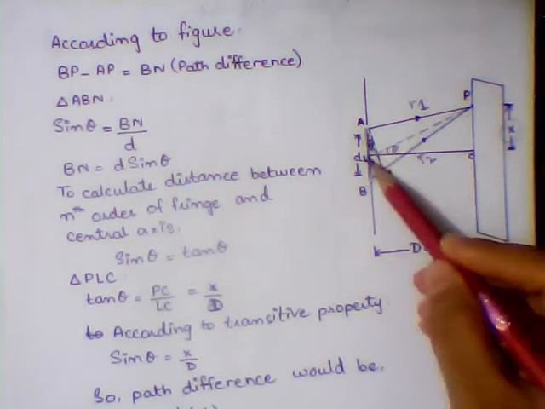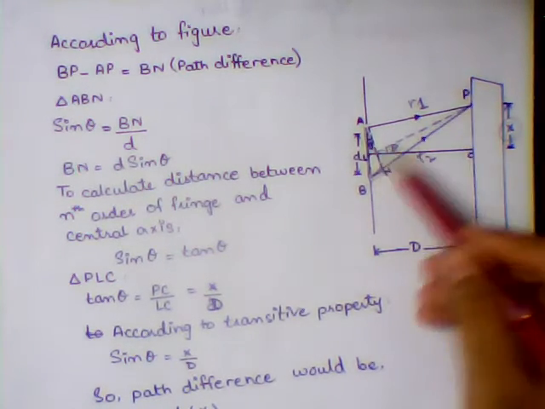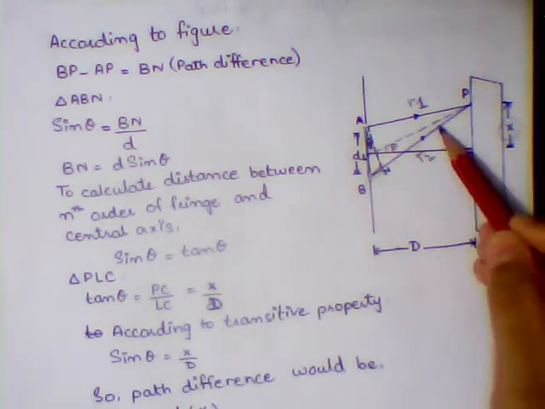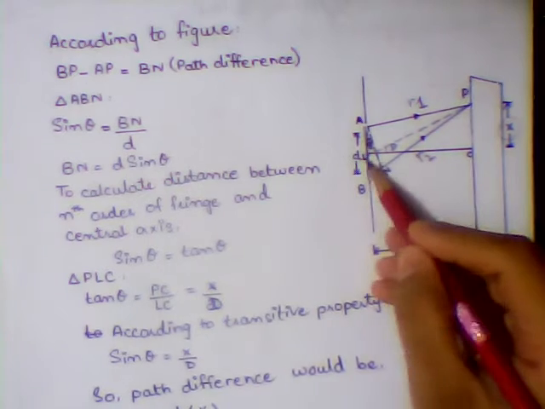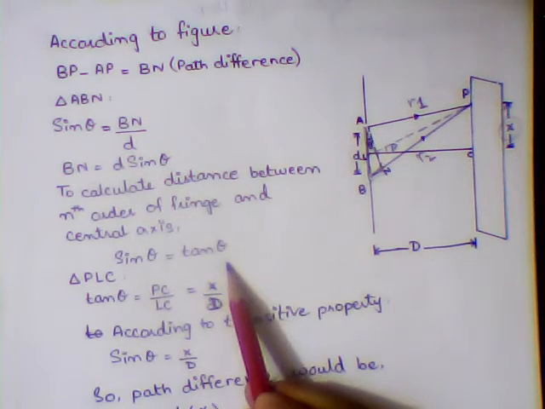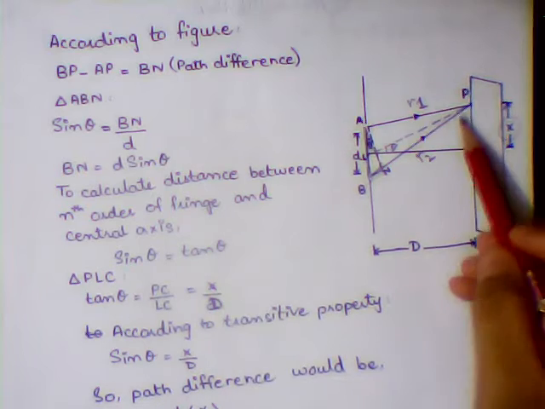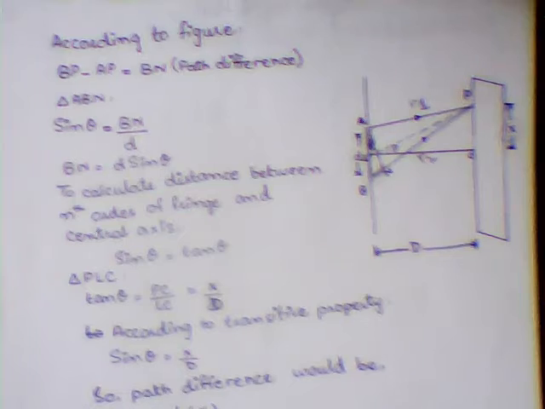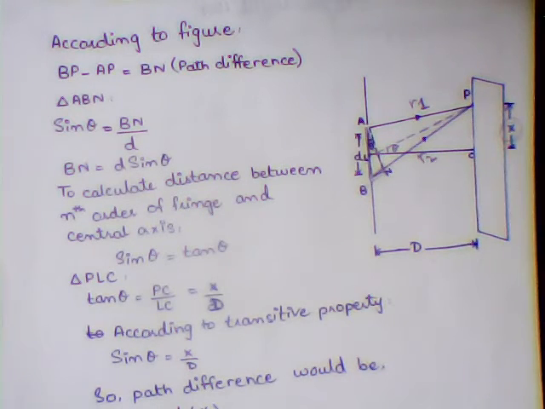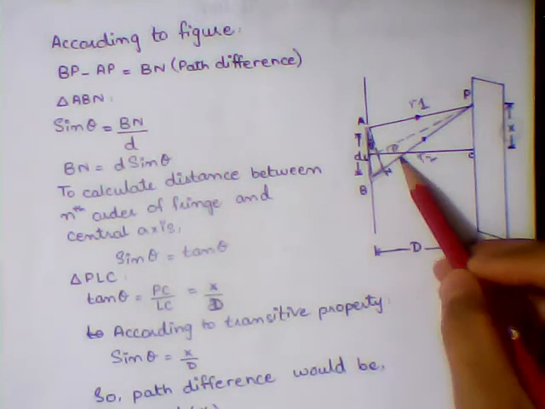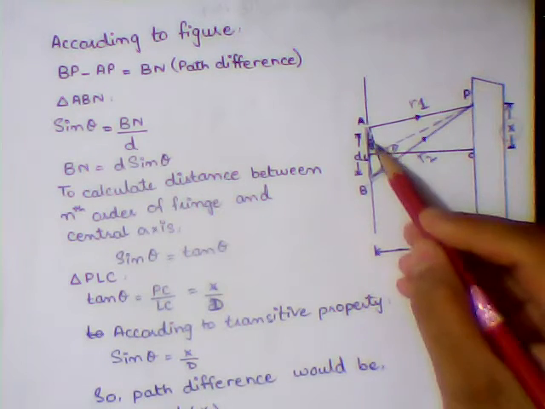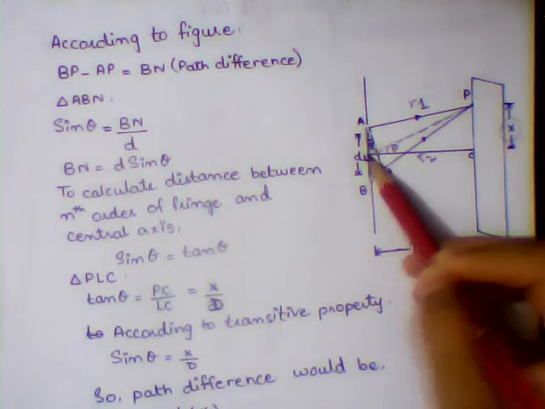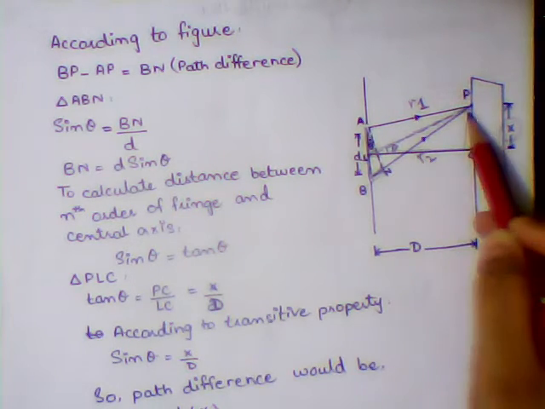Now I draw this line. This dotted line is the normal, and this is the small l I represent. So sine theta is equal to tan theta by the trigonometric identity. Let's consider a triangle PLC. Now we need to calculate this x. That is why we are dissecting the figure into two right angle triangles. One is this, and PLC is our other right triangle.